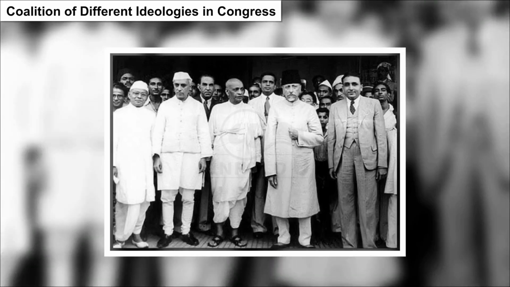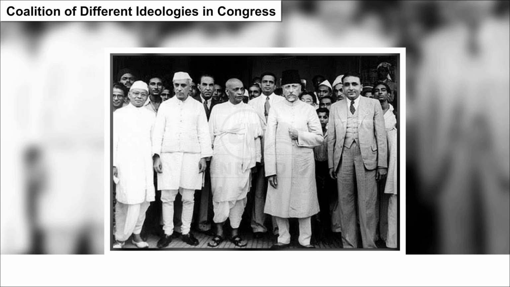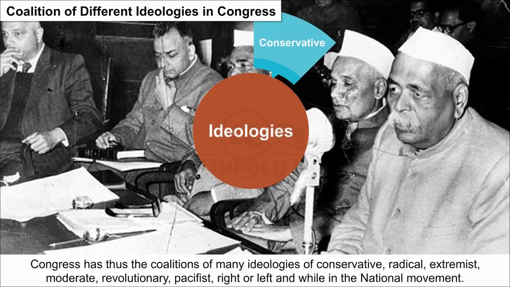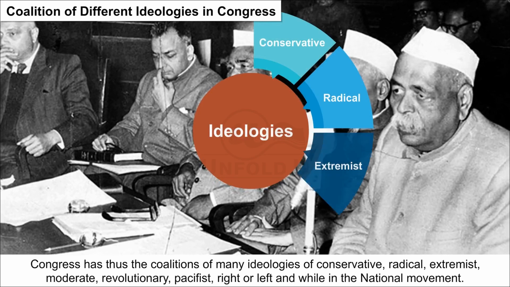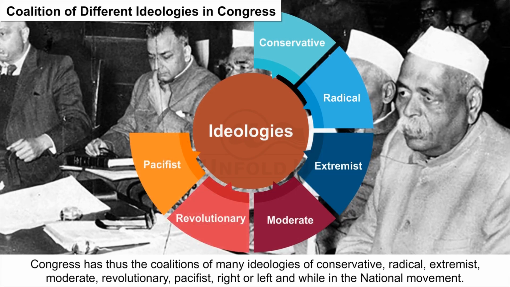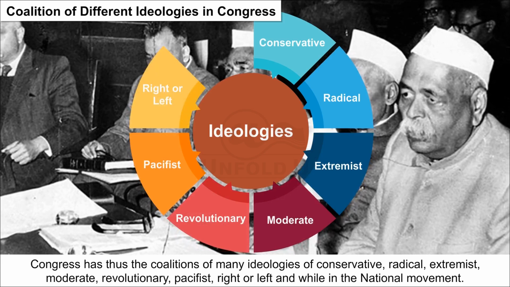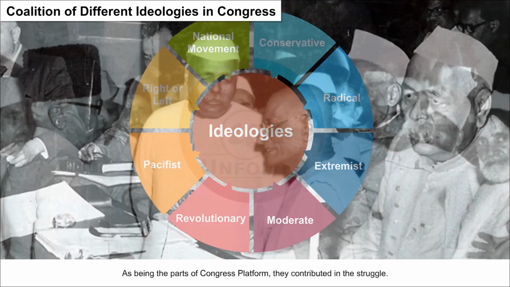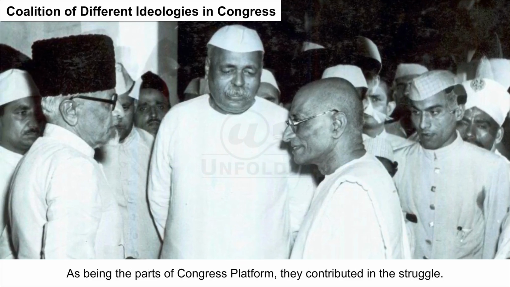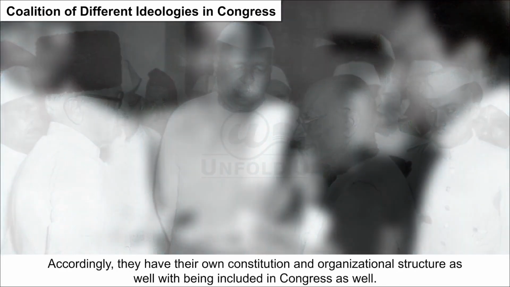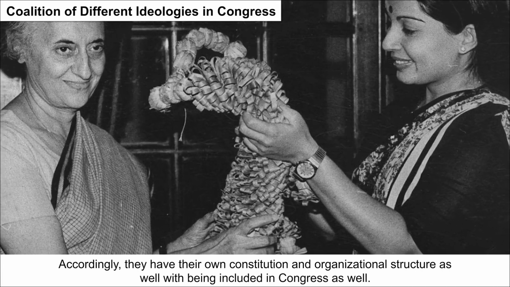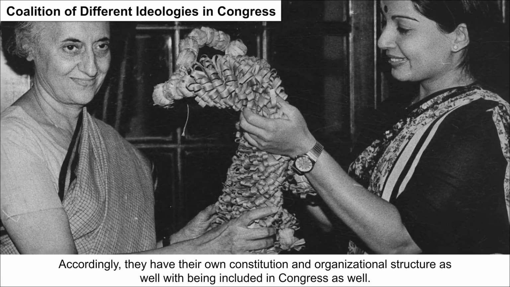Coalition of different ideologies in Congress. Congress has thus been a coalition of many ideologies: conservative, radical, extremist, moderate, revolutionary, pacifist, right or left. While in the national movement, as parts of the Congress platform, they contributed to the struggle. Accordingly, they had their own constitution and organizational structure as well, while being included in Congress.